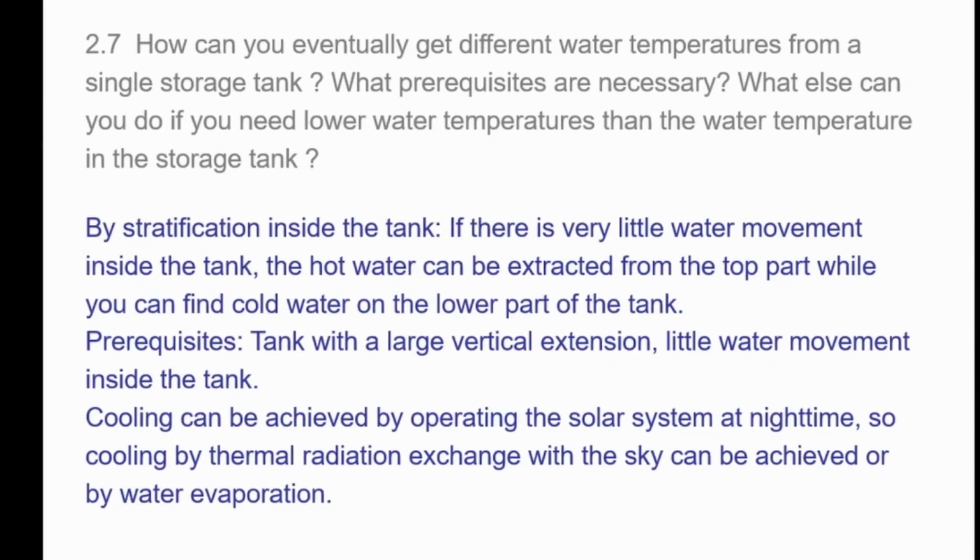How can you eventually get different water temperatures? You can do it by stratification inside the tank. So if there is only a little water movement in the tank, the hot water stays on the top and it can be extracted from the top, while you can fill up cold water in the lower tank part. Usually as a prerequisite, you have to have a tank with preferably a large vertical extension and little water movement. Usually they are mounted horizontally, which is not the best thermodynamically, but due to space limitations.